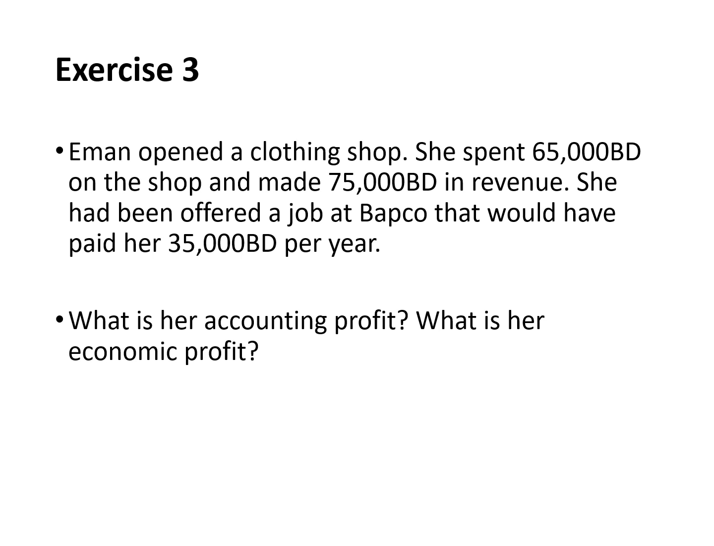Okay, another example. Iman opened a clothing shop. Okay, she spent 65,000 BD on the shop. So these are her explicit costs. That's the money that she actually paid out. Okay, she made 75,000 BD in revenue. So we can see that she's made a profit. Okay, she's made more than she's paid out.